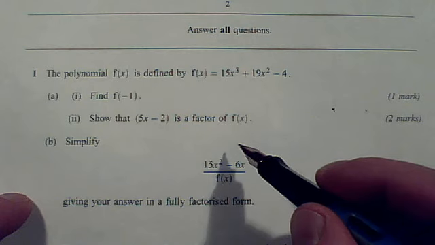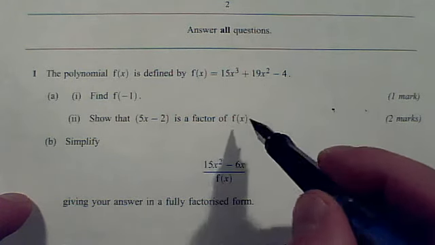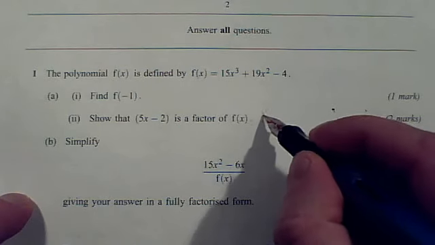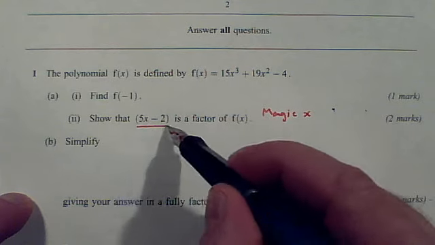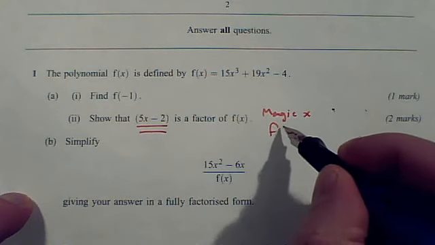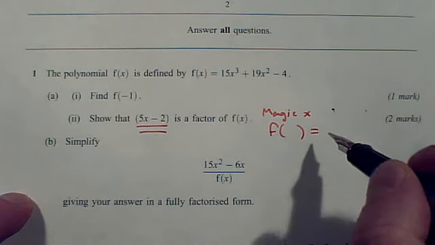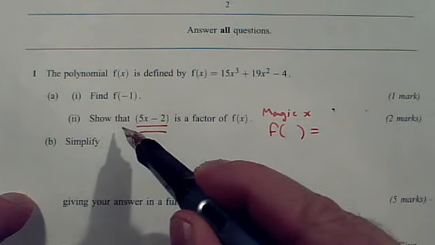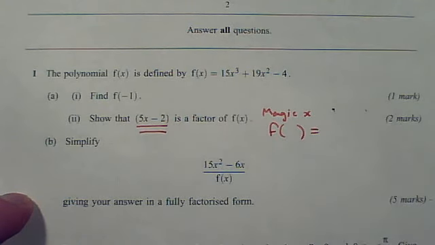In the next part we've got to show that 5x minus 2 is a factor of f of x, so you need to establish what the magic x is corresponding to this particular factor. You need to do f of that value. You need to get the value that you're expecting to be able to say, therefore, copy out this bit, therefore 5x minus 2 is a factor of f of x for 2 marks.